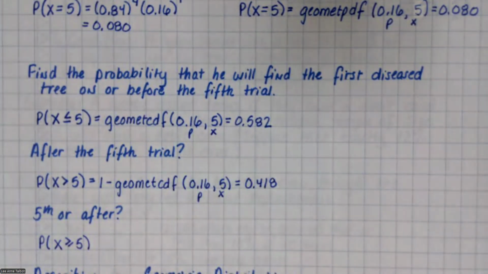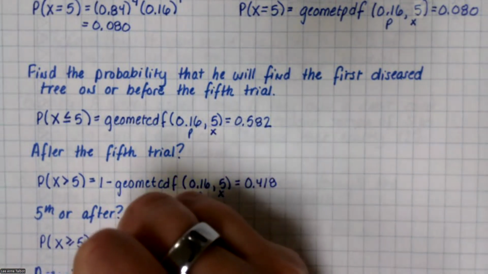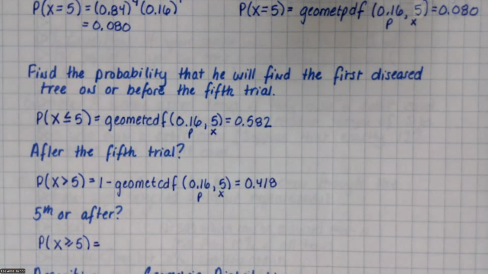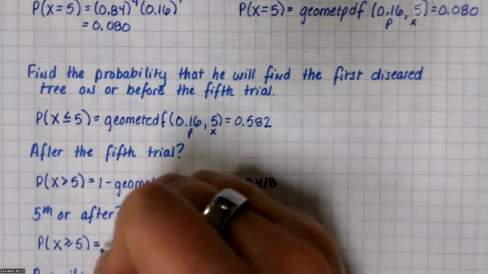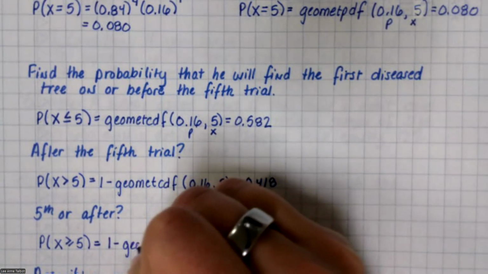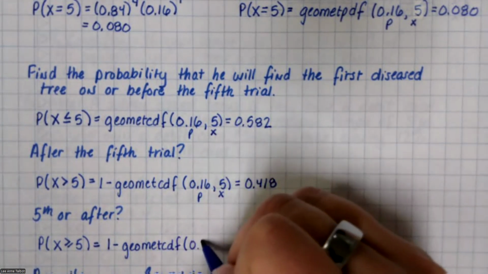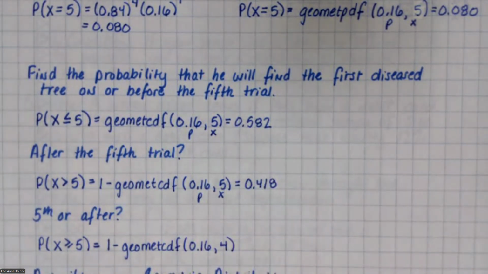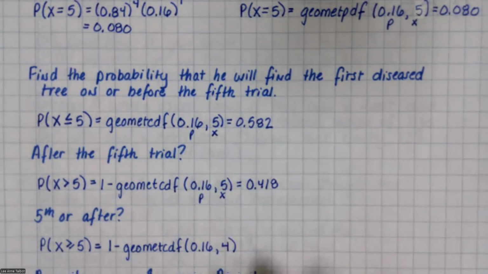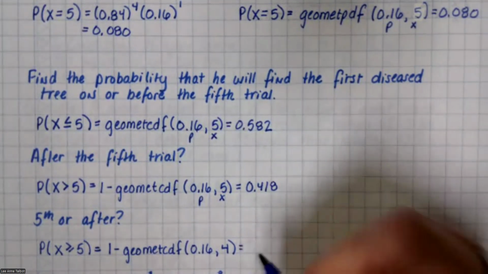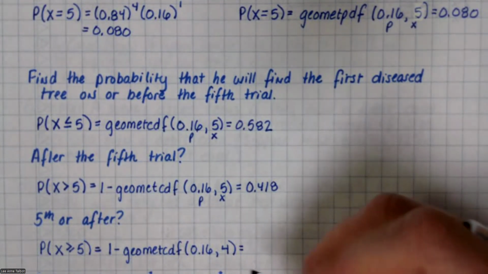Okay, I want you guys to look back in your binomial notes and tell me what to do for greater than or equal to. What do I do for greater than or equal to? You do both things, right? So you do 1 minus, and then 4. Does that make sense? And that is 0.498.